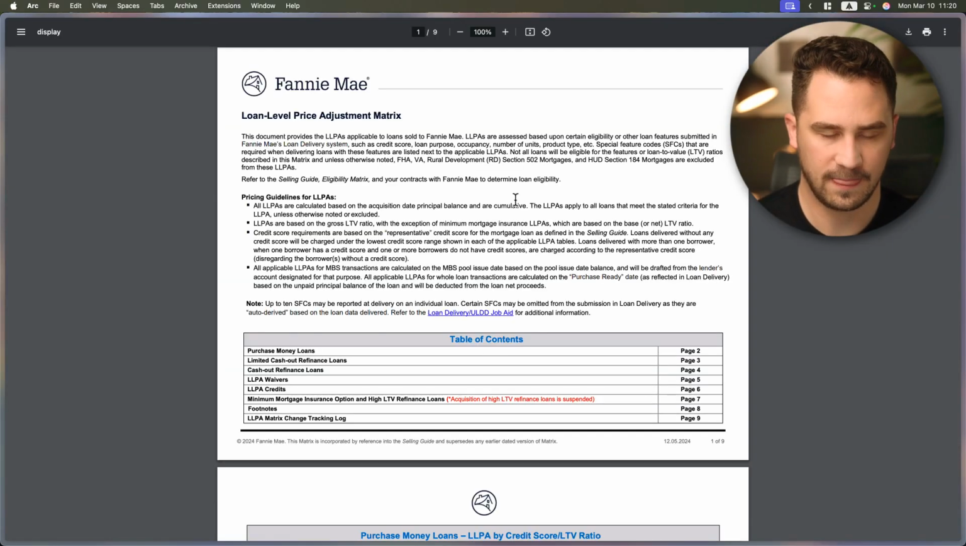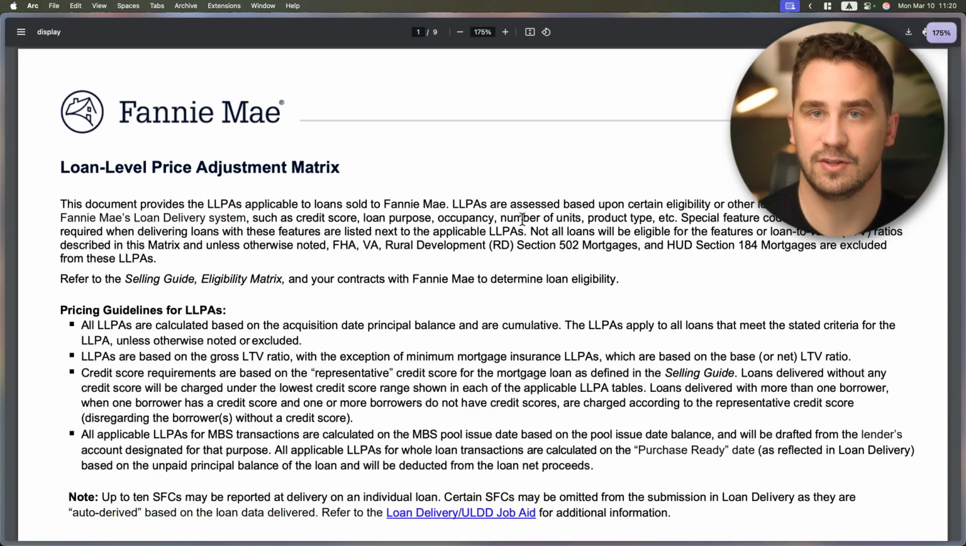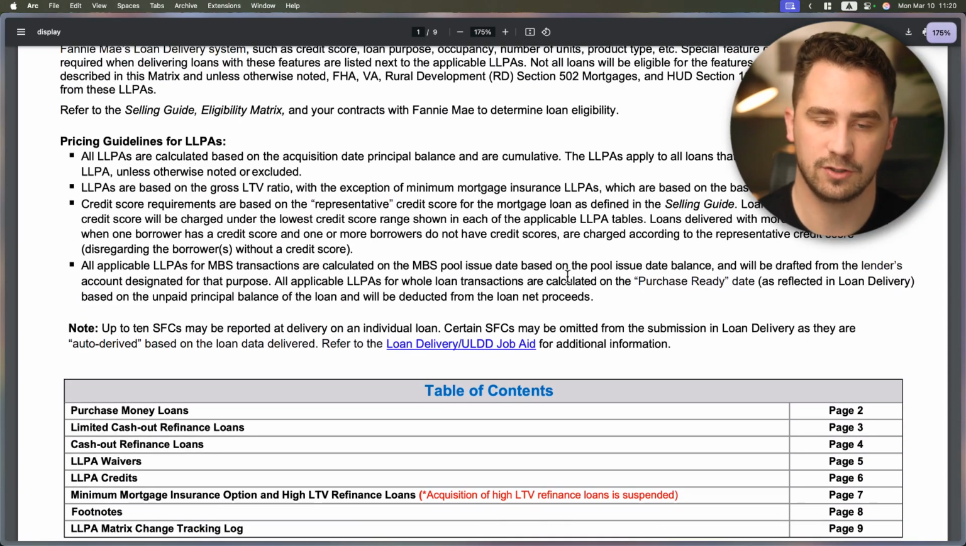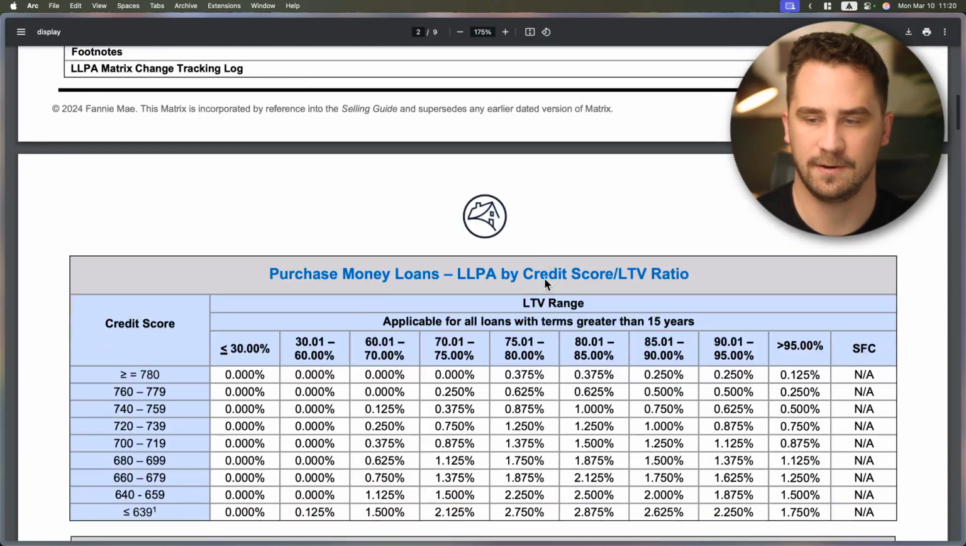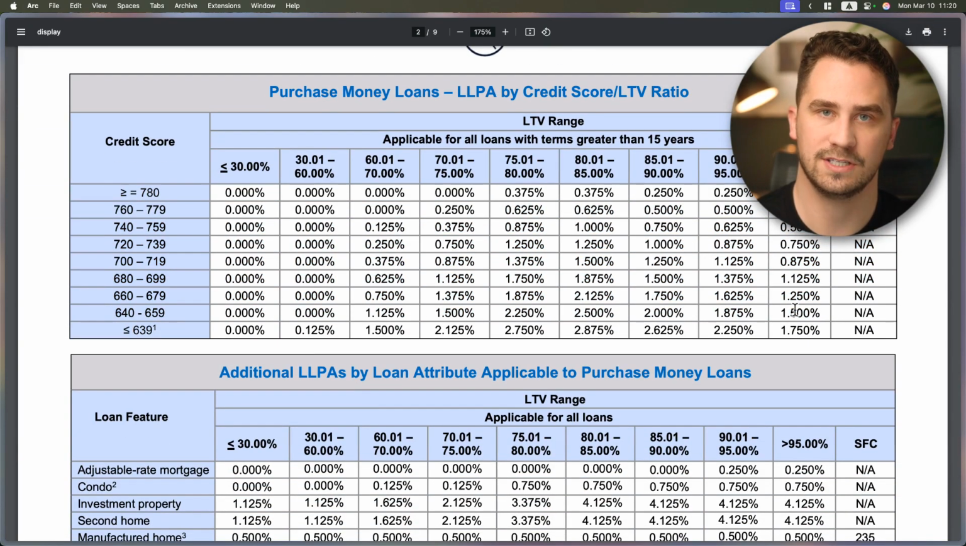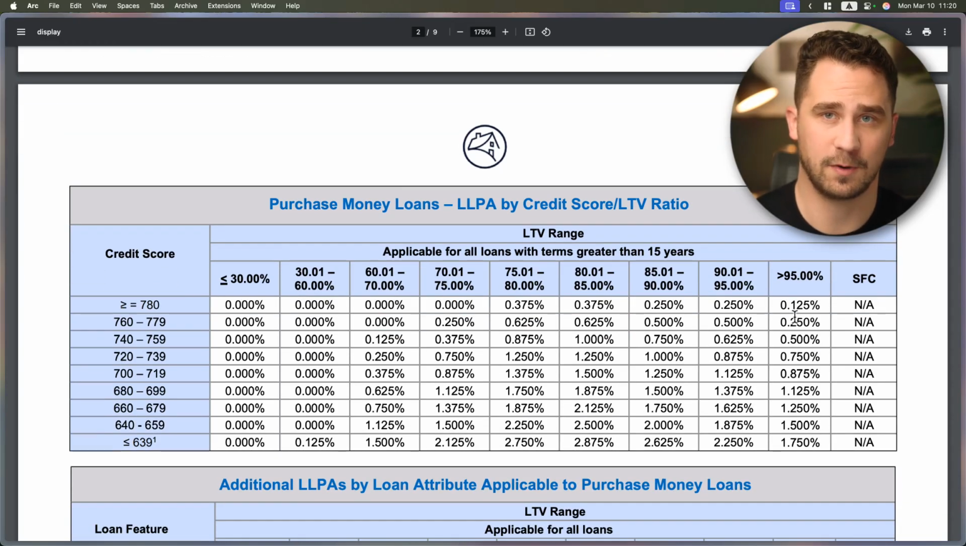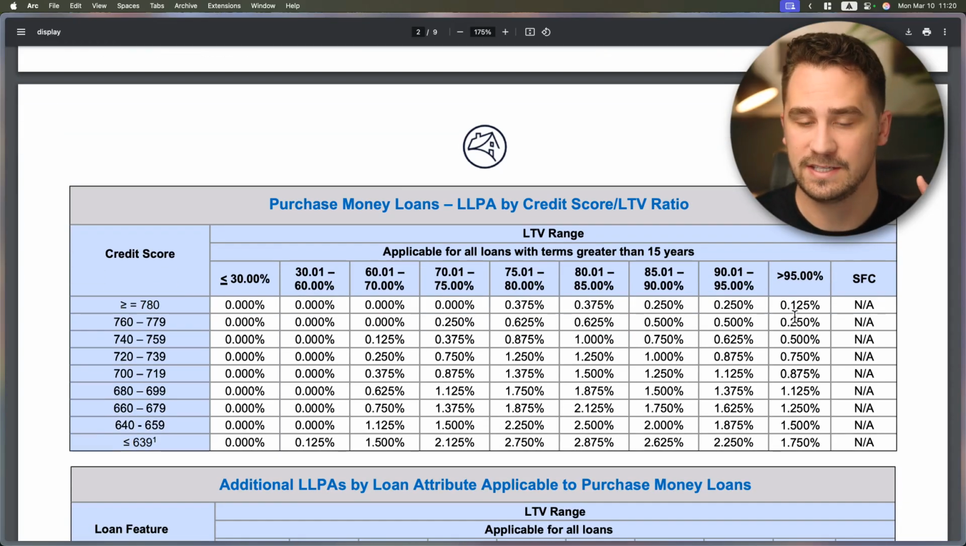So what we first want to do is look up this LLPA matrix. So really quickly, this is the Fannie Mae loan level price adjustment matrix. This is going to apply for all conventional loans. And so what ends up happening is there are these different adjustments put on mortgages depending on your down payment and your credit score. Now, this chart is really difficult to read if you're not a mortgage person. So don't worry, I'm going to make it really easy to understand. I just want to show you how it works behind the scenes.